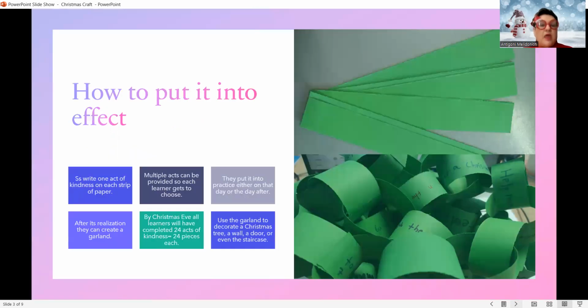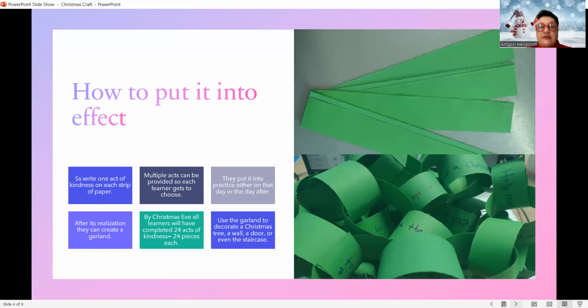Now, what do we do? I have strips of paper, and you can see already a part of the outcome. My students write on each strip of paper an act of kindness they have selected. Usually, I provide them with a variety of choices, usually 10 per week, so they get to choose which ones to apply. So everyone feels free to select, to have an opinion of their own, and this gives them an extra boost. Especially in young learners, we also practice writing skills, apart from everything else.